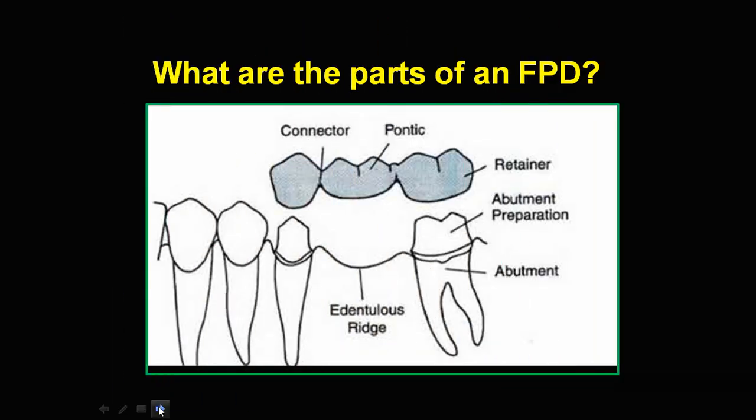Now let us see what are the parts of an FPD. All basic FPDs are composed of mainly three parts. These parts rest on a foundational base called the abutment tooth. The retainer is a part of an FPD that is affixed onto the abutment and is attached to the pontic. The pontic is the artificial substitute for the missing teeth, and the retainer and pontic are attached to each other with the help of a connector.